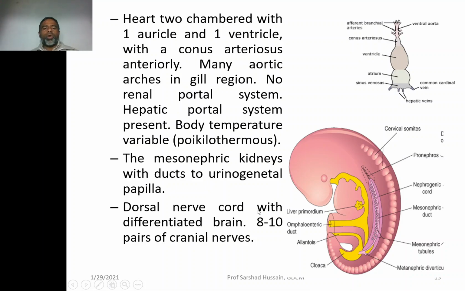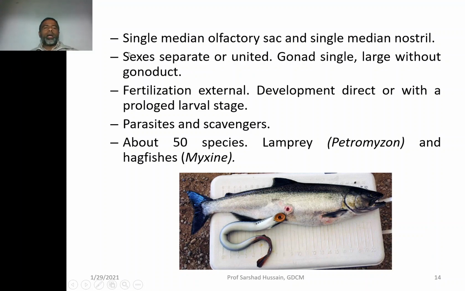Dorsal nerve cord with a differentiated brain. So they have the nerve cord present on the dorsal side, and they do have the brain also. 8 to 10 pairs of cranial nerves, the nerves coming out from the brain. They have a single median olfactory sac and a single median nostril, as I have already discussed. Sexes are separate or united, so both conditions are there. The gonad may be single, large, without a gonoduct. They don't have the tube-like gonoduct coming out from the gonads.